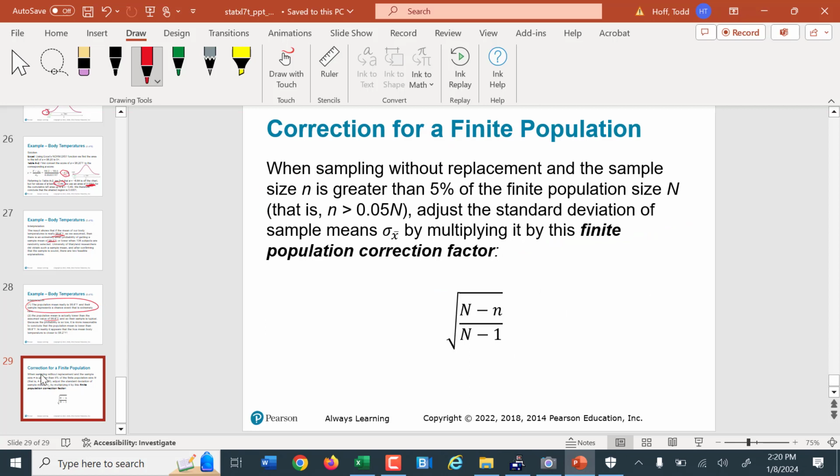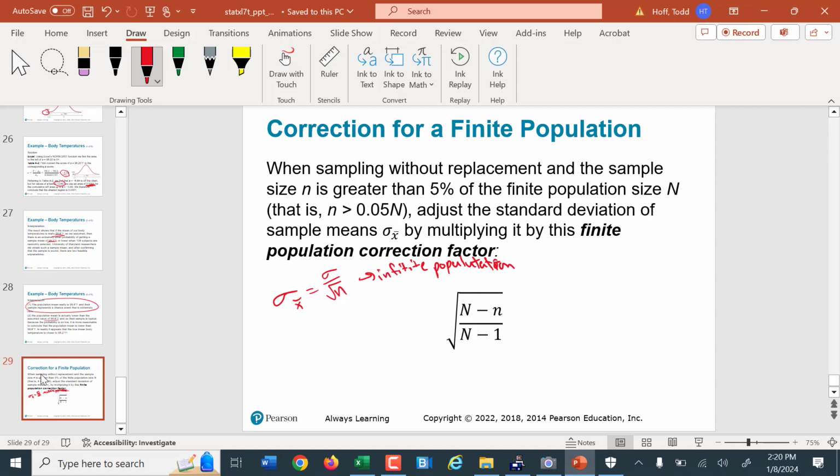Finally, if we are finding the standard error of the means, we're assuming that we're dealing with an infinitely large population. That formula where we say that the standard deviation of the sample means is the population standard deviation over the square root of n is assuming that we have an infinitely large population, or at least really large compared to our sample size.